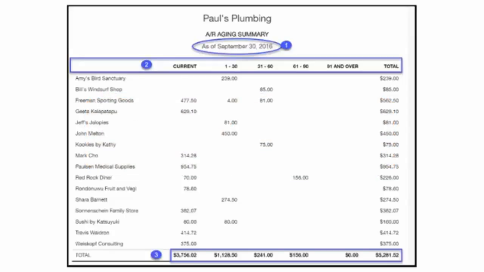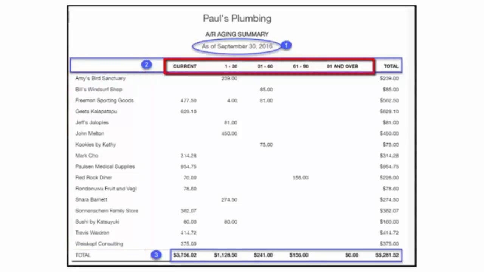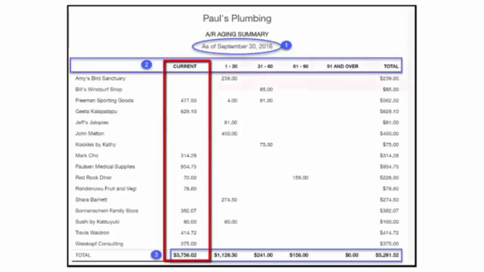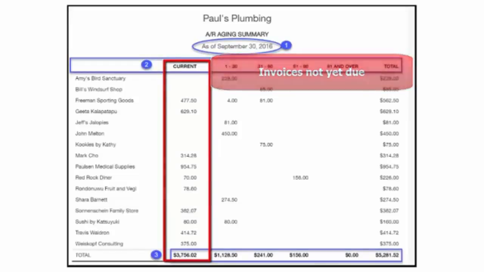Box number 2 shows the aging categories. This report is organized by customer and then by 5 different aging buckets, starting with current, 1 to 30 days, 31 to 60 days, 61 to 90 days, and 91 and over. The current column indicates invoices that are not yet due. No action is required for invoices that appear in this column.